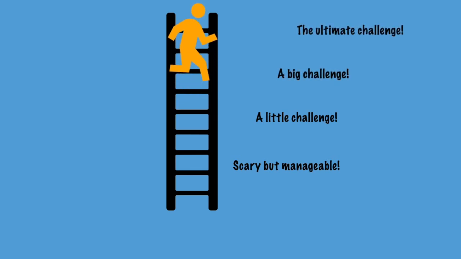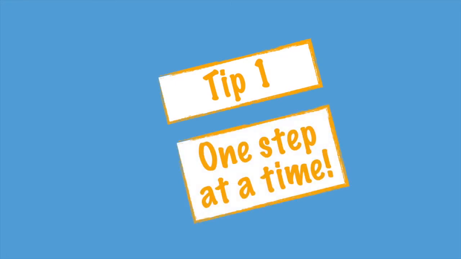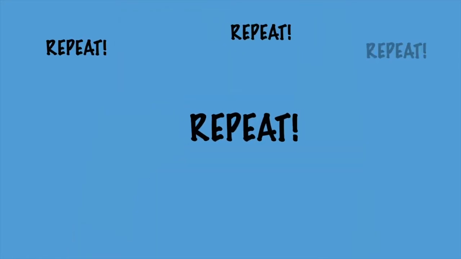With any exposure, there are a few tricks to success. Tip 1. Tackle only one step at a time and repeat this same exposure over and over again without using compulsions until our anxiety reduces. This is a bit like practicing driving the same stretch of quiet street over and over and over until we feel confident enough to try a busier street at a faster speed.